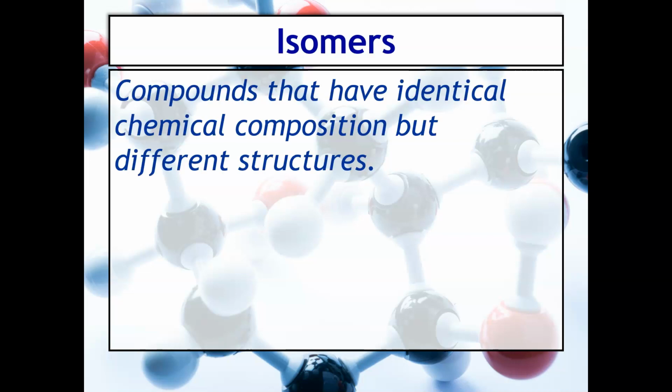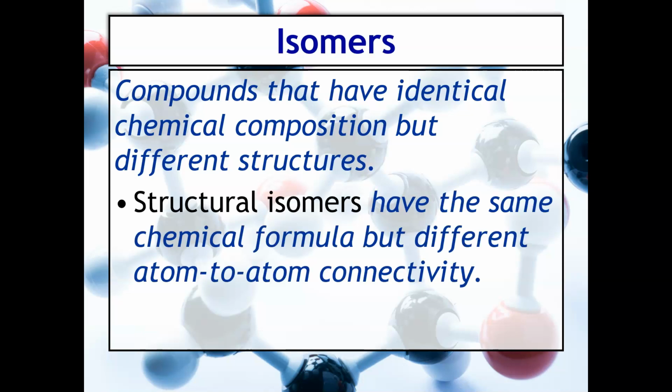Isomers are compounds that have identical chemical composition but different structures. We will be focusing on structural isomers, which have the same chemical formula but different atom-to-atom connectivity, and therefore they have different properties.